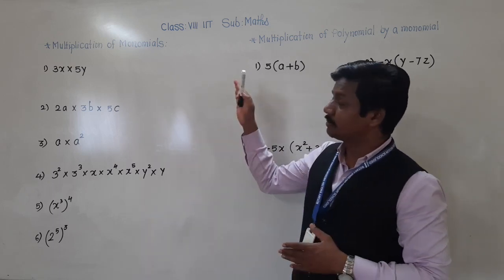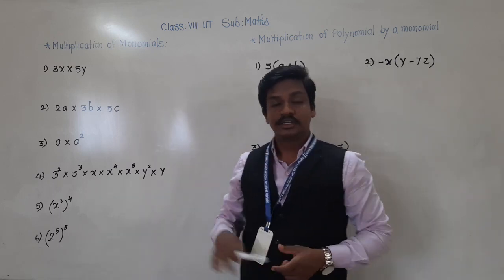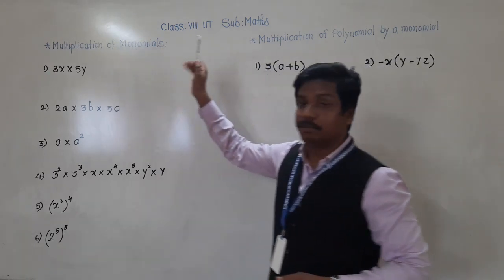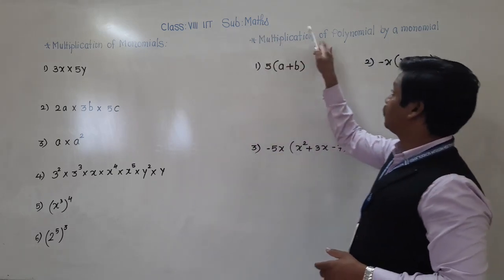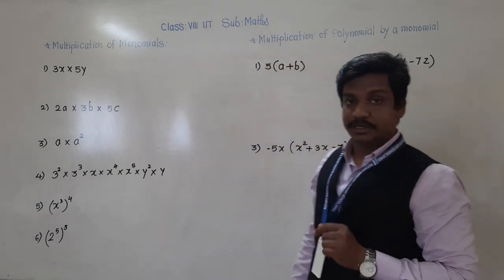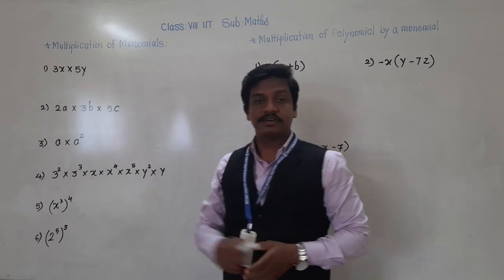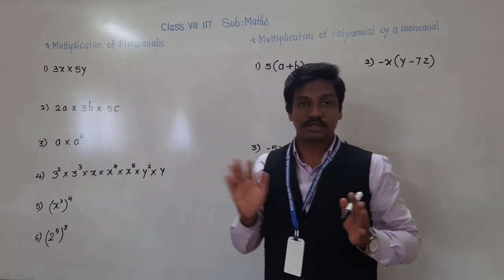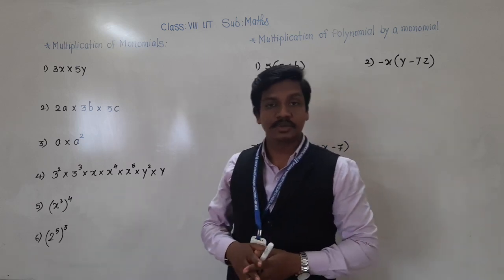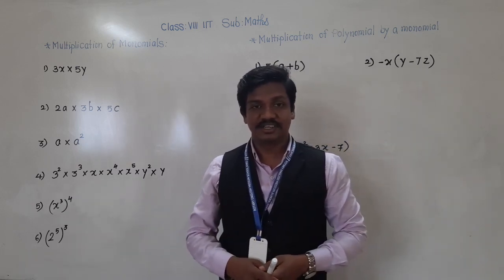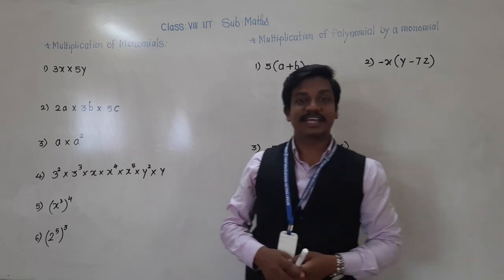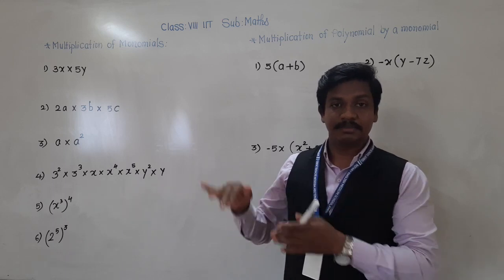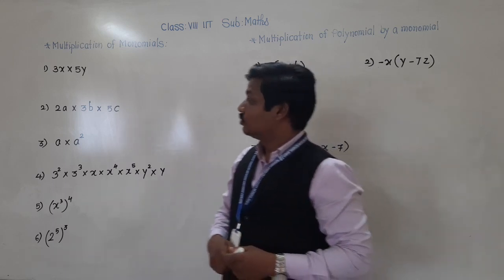Okay, in the multiplication of algebraic expressions, today we are going to learn its two parts: multiplication of monomials and multiplication of polynomial by monomial. Here in the first part we are going to learn the multiplication of monomial by monomial. Both, or all the terms, will be monomial. You know monomial means what? Monomial means the algebraic expression with a single term, one term. So monomial multiplied by monomial. See here what to do.